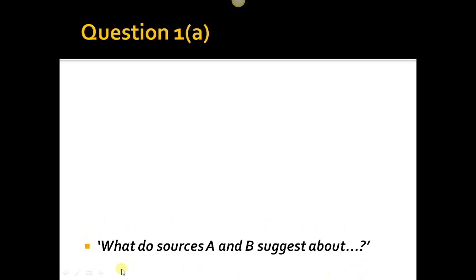Now, the question will always start with what the sources A and B suggest about. This will be the same if you were doing a German paper, if you were doing British foreign policy, if you were looking at any of the Unit 1 questions. They all begin with what the sources A and B suggest about, and then the ellipsis, the 3 dots here. There'll be another part of the question coming in. So you'll see what I'm trying to do here.